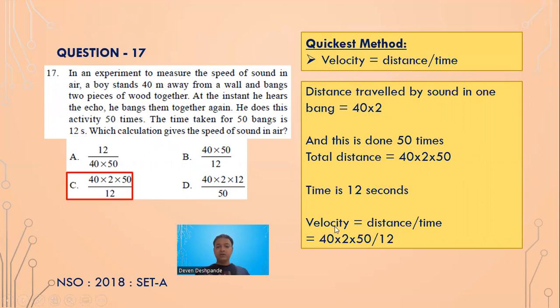12 seconds. So the velocity will be distance upon time. How much is the total distance? 40 into 2 into 50. How much time? Time is 12 seconds. So the velocity is 40 into 2 into 50 divided by 12 seconds, which is the velocity of sound in air.